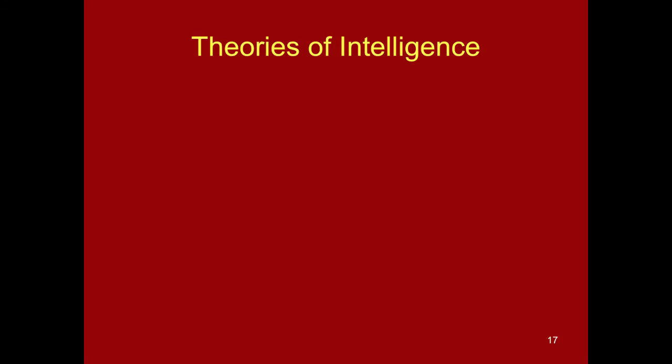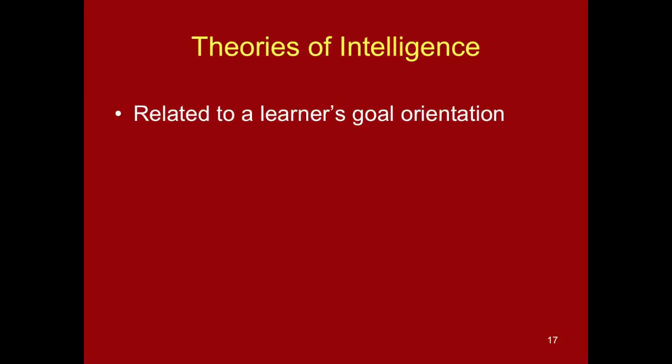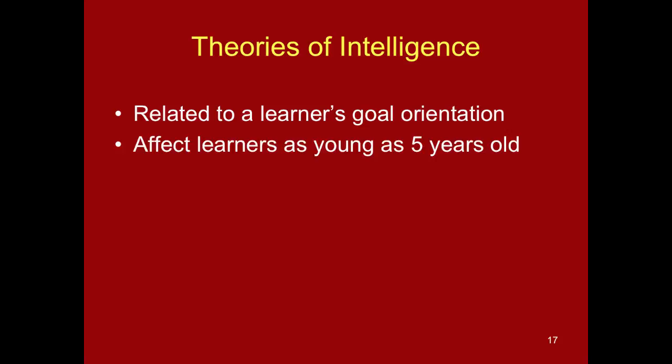Whether we have a growth or fixed mindset is related to the type of goal orientation we have as learners. If a learner tends to set goals that are focused on learning or mastering content, then the learner is likely to have a mastery goal orientation and a growth mindset. While learners who are more focused on outperforming others or validating the ability they already have are likely to have a performance orientation and fixed mindset. These mindsets have been shown to affect learners as young as 5 years in age and impact a wide range of abilities, from academic abilities such as reading and math, to athletic ability, artistic ability, and even our ability to be a good friend or significant other.